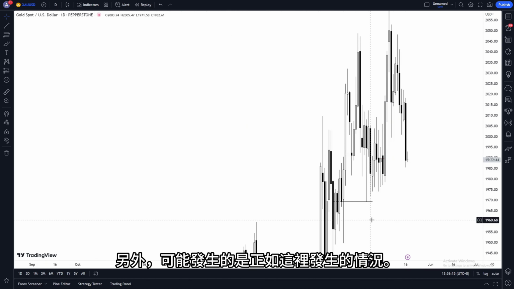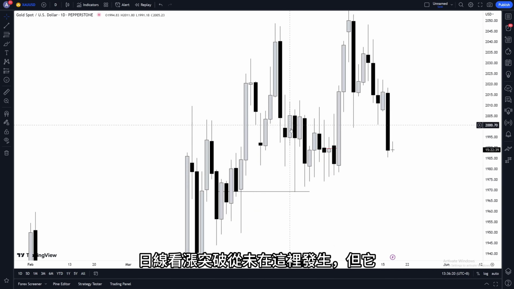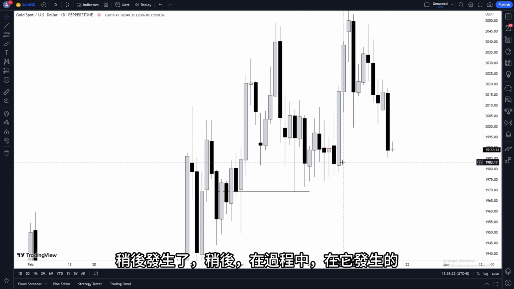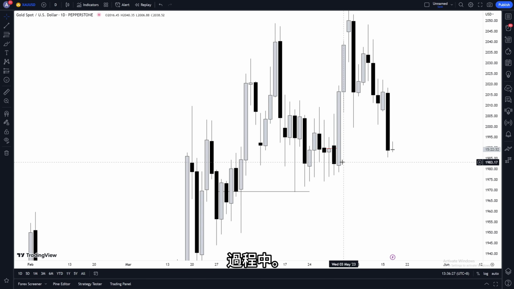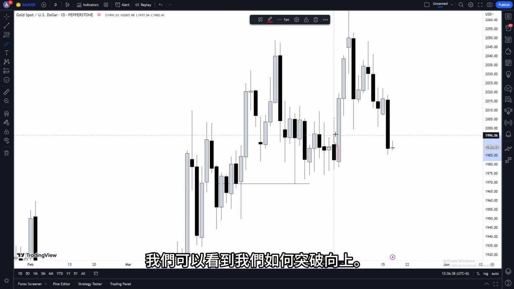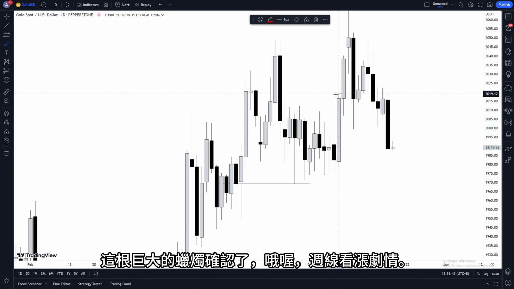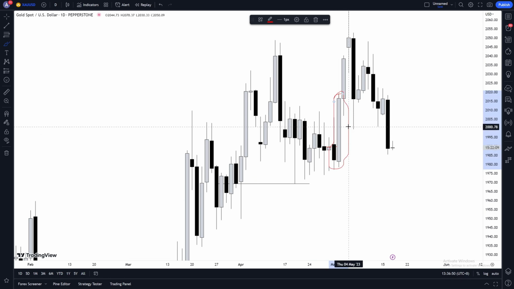Alternatively, what can happen is exactly what happened over here. We have ourselves a weekly reject weekly. The daily bullish breakout never happened here, but then it happened later on in the process. This is the second way. It's not a preferred way, but it's the second way. We can see how we broke up, and this huge candle confirms weekly bullish storyline.